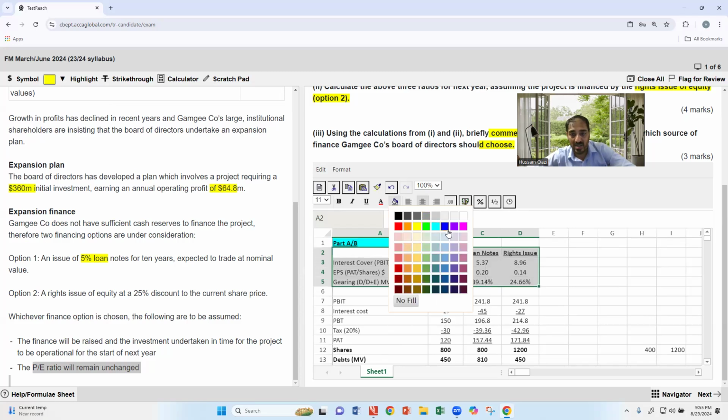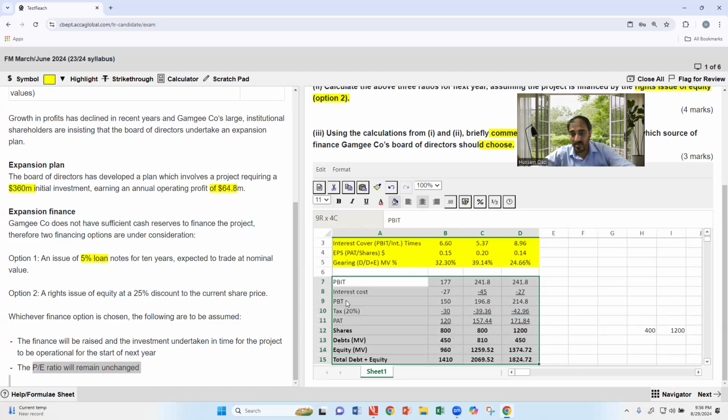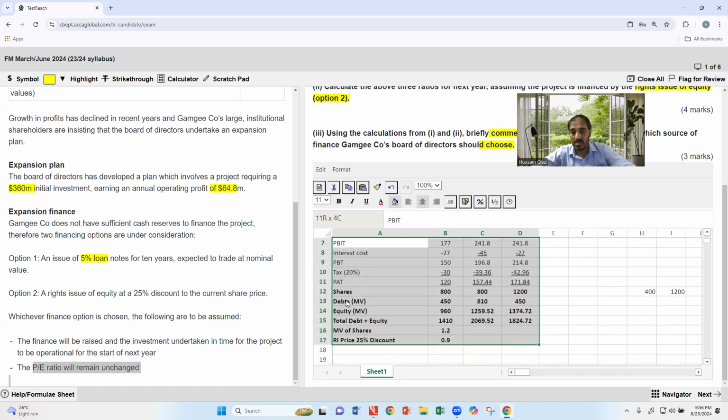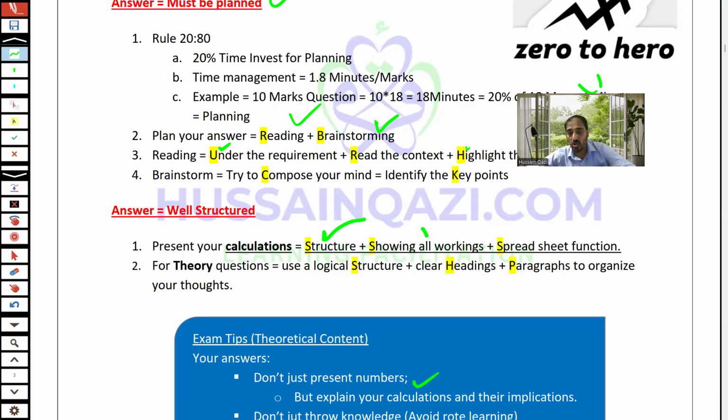This is what about the ratios the examiner required. These about the workings. Structure way. Structure, show all workings and spreadsheet functions. So do practice the question in this way.